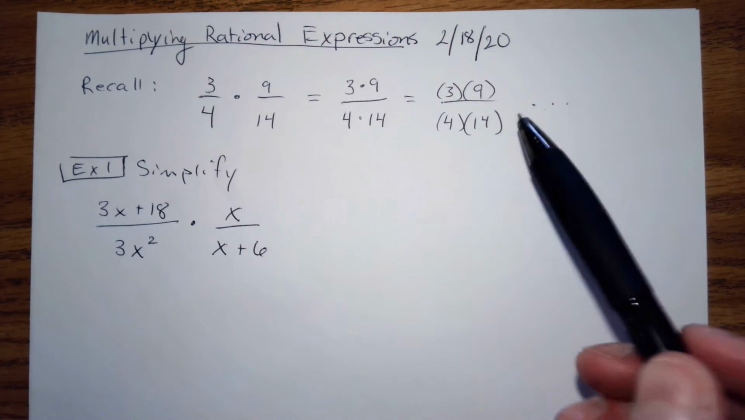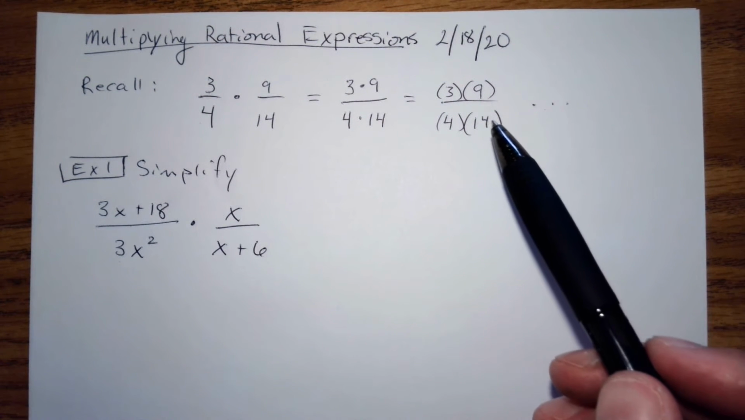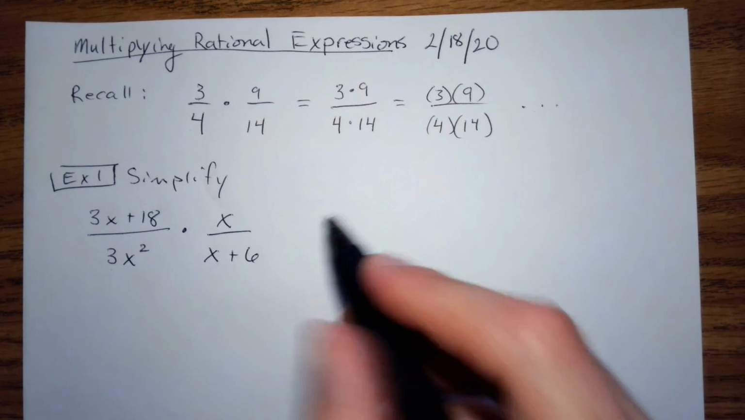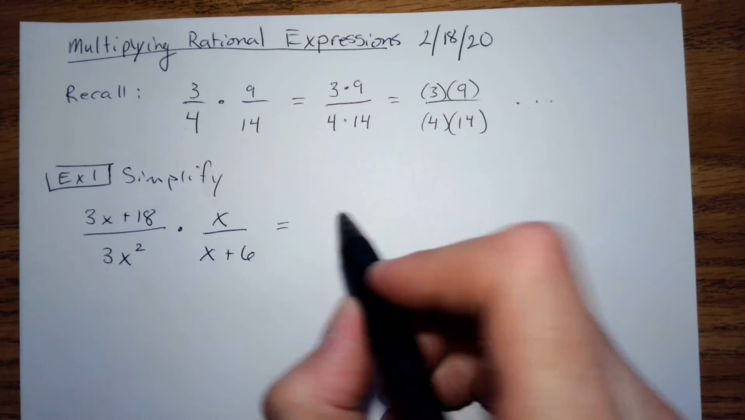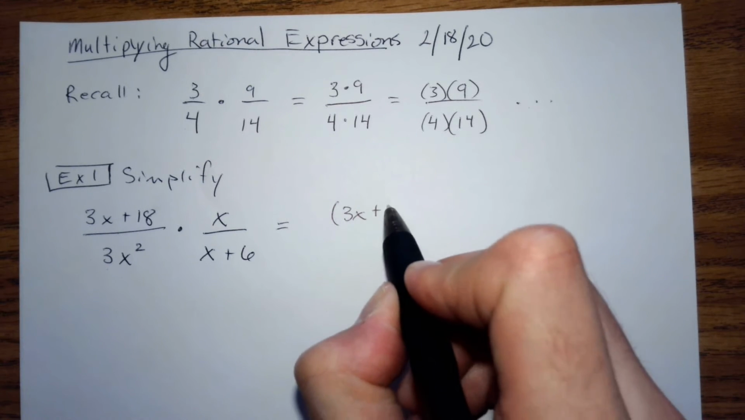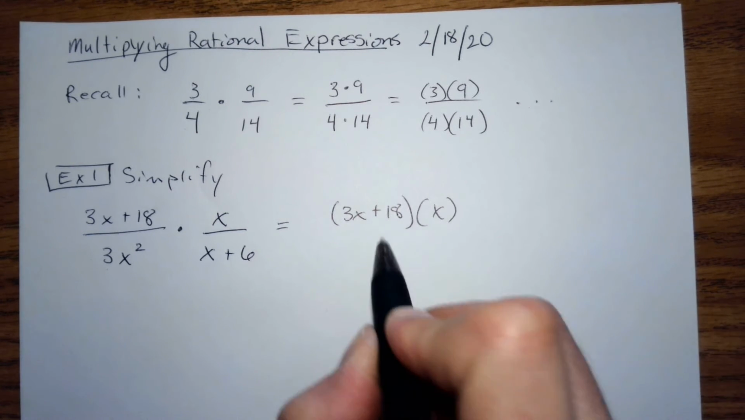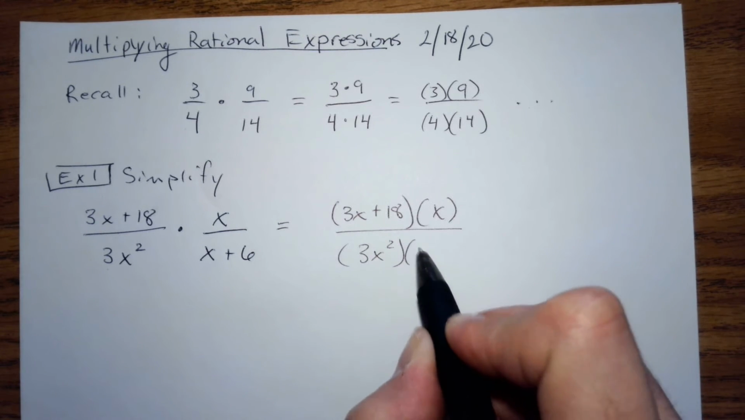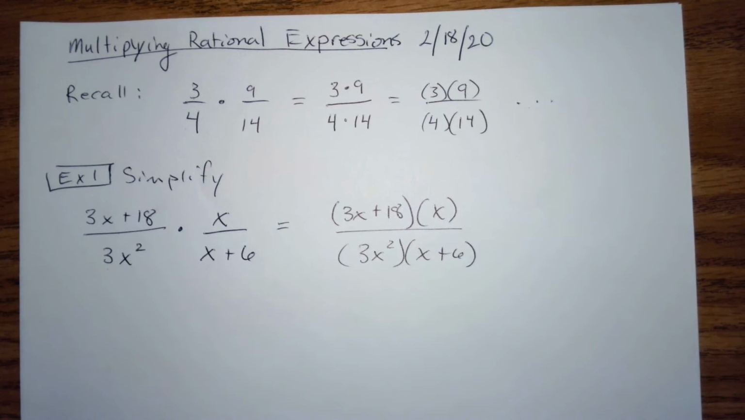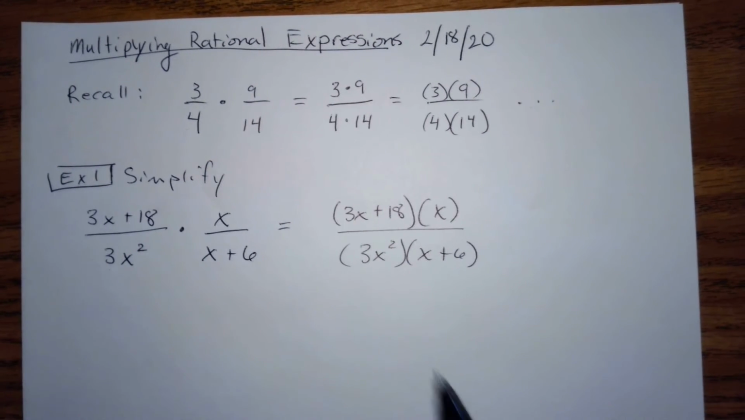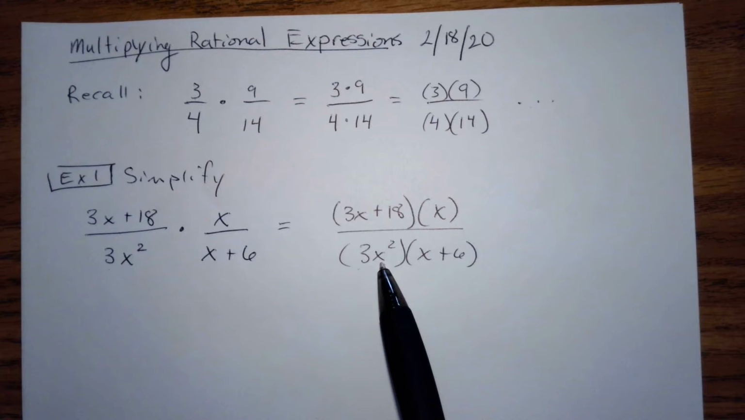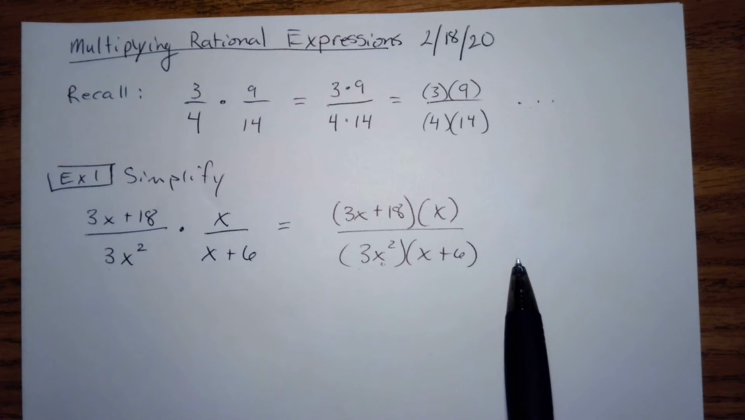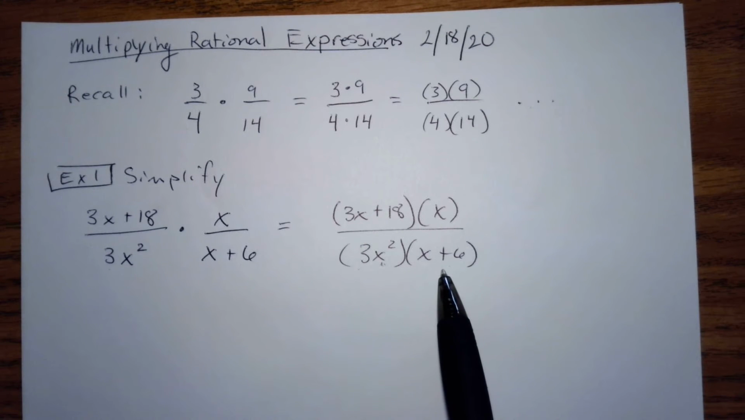So to relate this to what we just did, all I'm going to do first is change this to 3x plus 18 times an x and 3x squared. I'm just putting it in parentheses, x plus 6, and writing it as one fraction. I can't factor anything else. I mean, I could rewrite this x squared as x times x. Maybe I'll do that eventually.